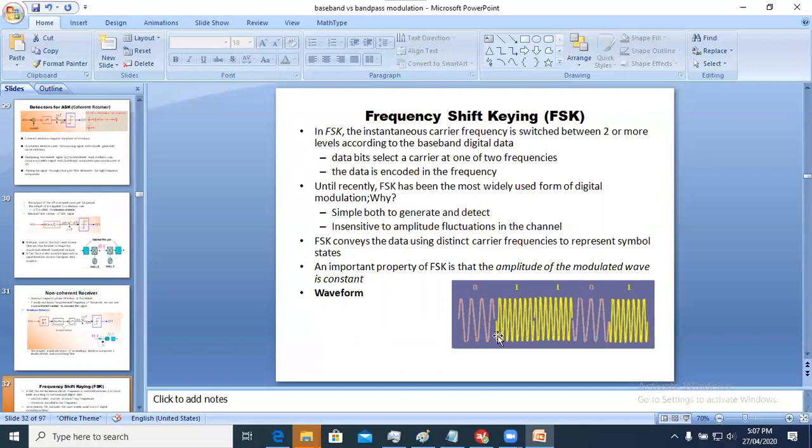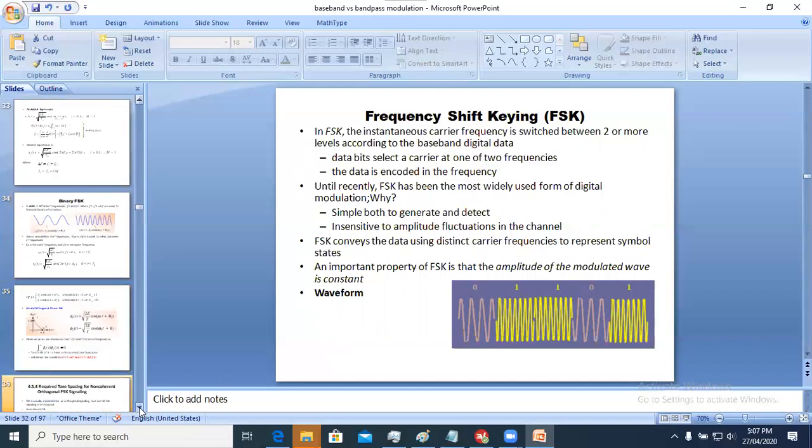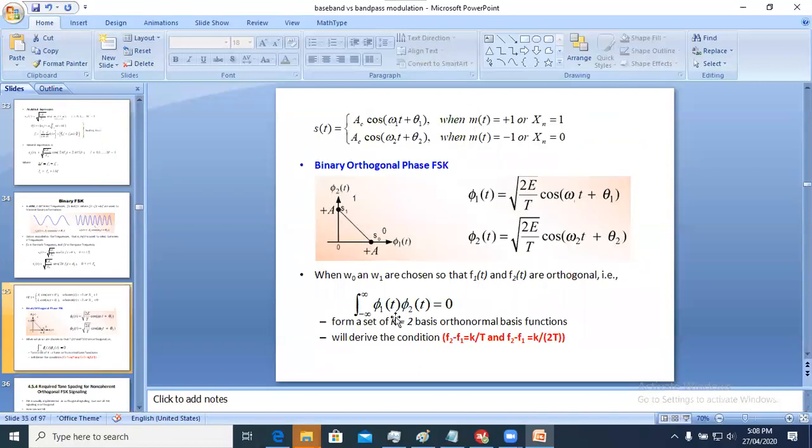If you look at the waveforms, these waveforms are orthogonal to each other. So if you generate a carrier with one frequency and you generate a carrier with another frequency, these are orthogonal. And how can you check this? You can check this by multiplying the two components and integrating from minus infinity to infinity. So the answer will be 0.